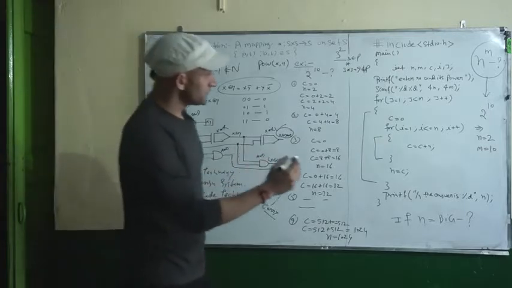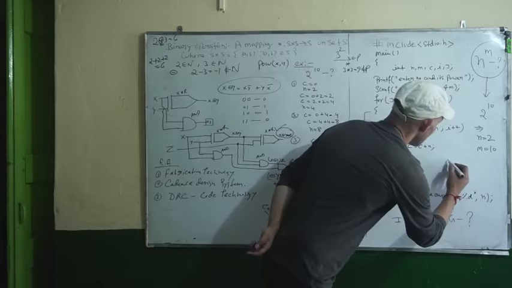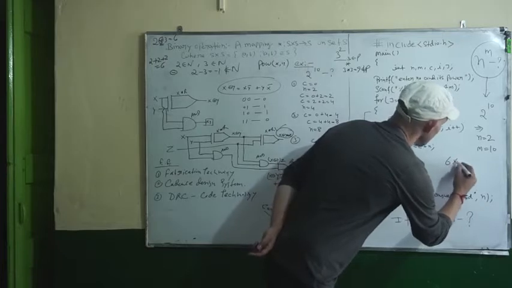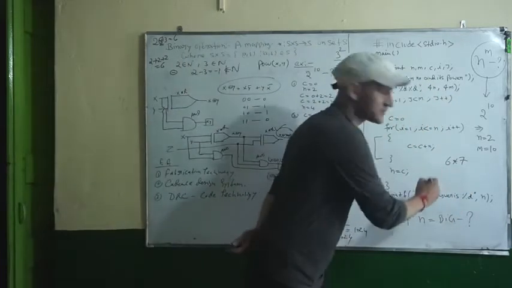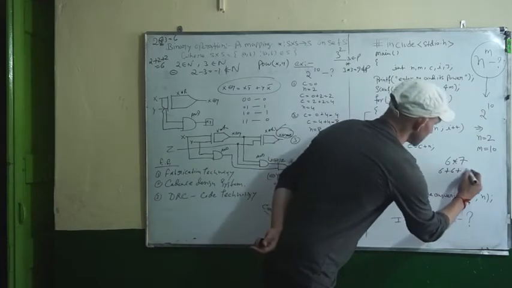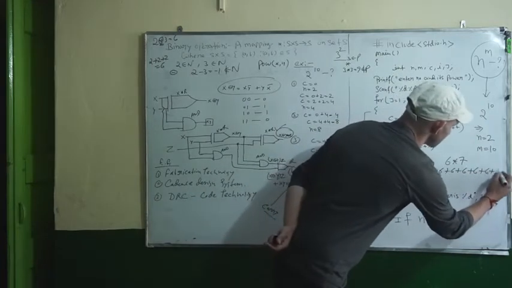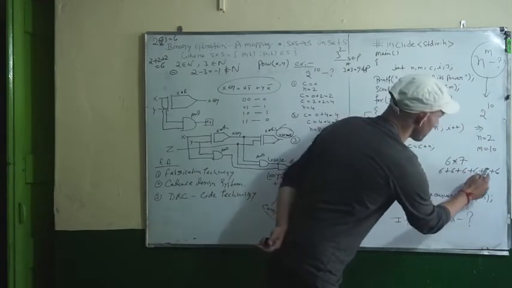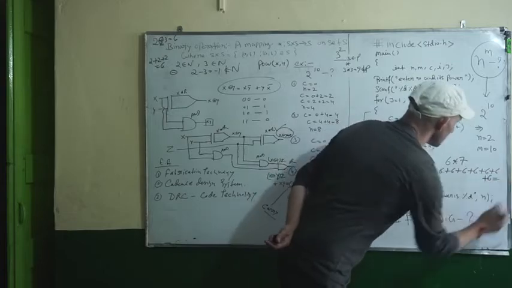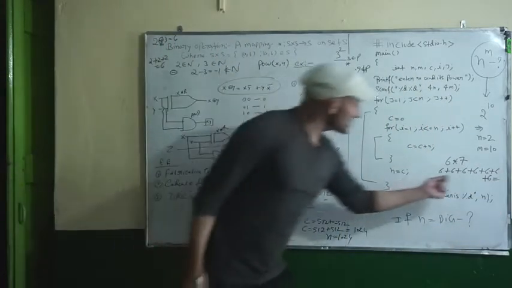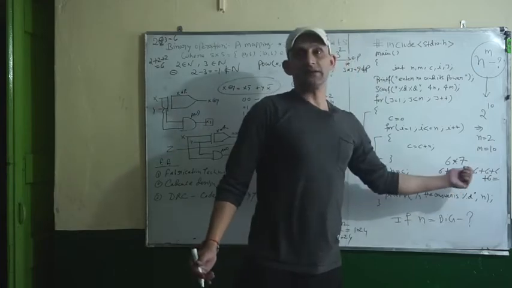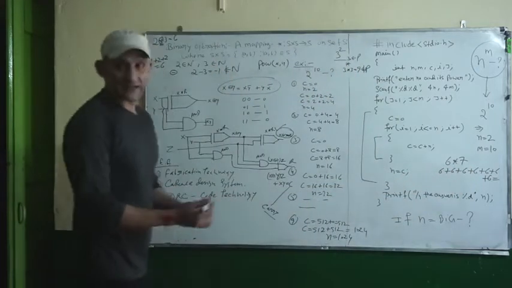Suppose I have written 6 into 7. It means that you will add 6 seven times: 6 plus 6 plus 6 plus 6 plus 6 plus 6, that is 1 2 3 4 5 6, plus 7, and then you will get the answer. So the computer works by this method. How? I will explain.